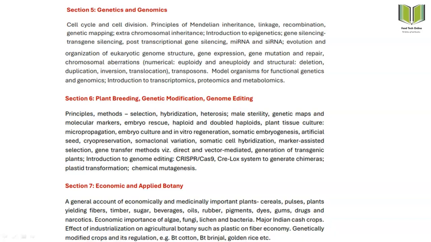Afterwards, we will be seeing plant breeding. What are the plant breeding techniques, principles, hybridization, heterosis, male sterility, and genetic maps, which is the main finding of Sir Hargobind Singh Khurana, who contributed a great deal to genetic maps.